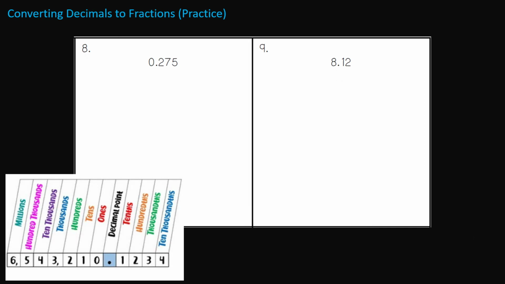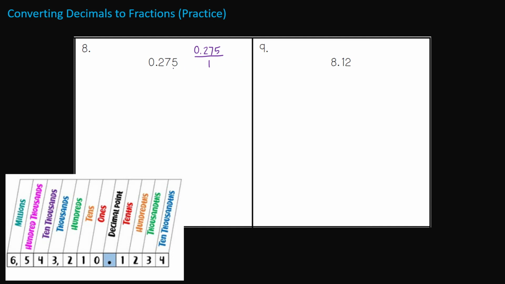Now let's convert decimals to fractions. So I've left the place value chart just as a reminder to us. And we have the decimal 0.275. So we can go one of two ways here. We can write this decimal as a fraction over 1 and then multiply by 10 until the decimal is gone. But I'm going to go the faster way.